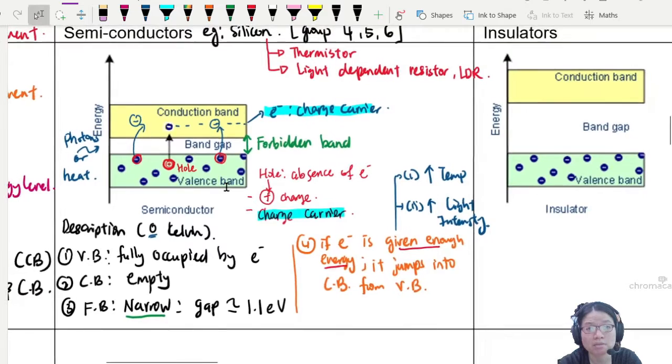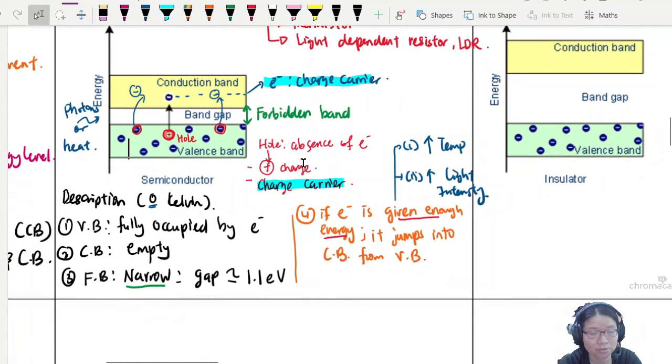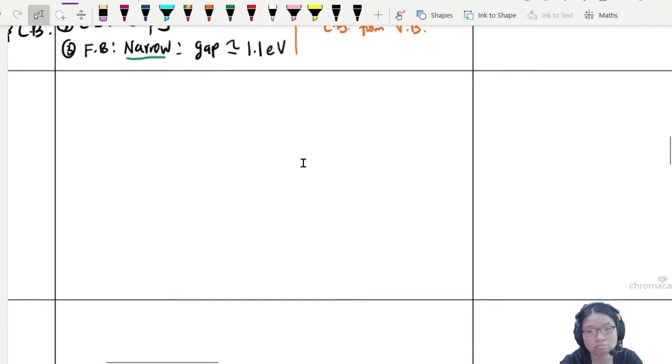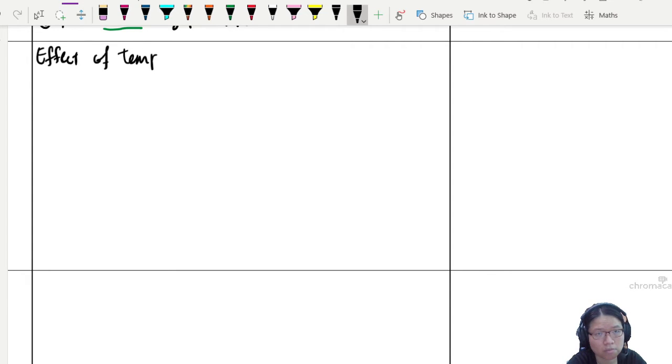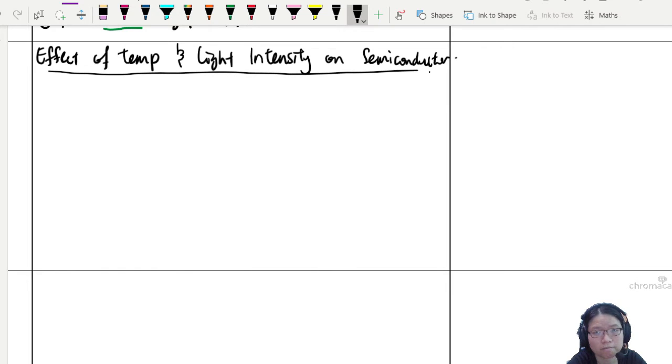Okay, so I think now we can write the essay explanation for this part. So we are going to now write down here, or at least that is what I'm going to try to do, the effect of temperature and light intensity on the semiconductor. Okay, so this normally is a 5-mark essay question. So you got to write out the points carefully, okay? And the reason why I put it together is because sometimes when you want to study an essay, you want all the main points in one page, not in several pages, especially if you're doing your notes.